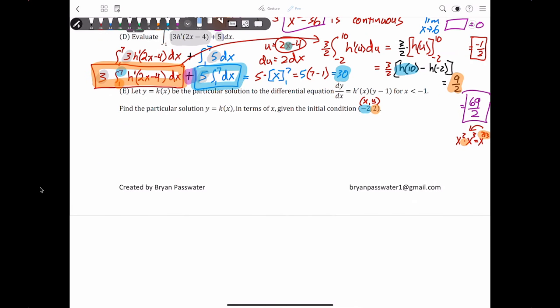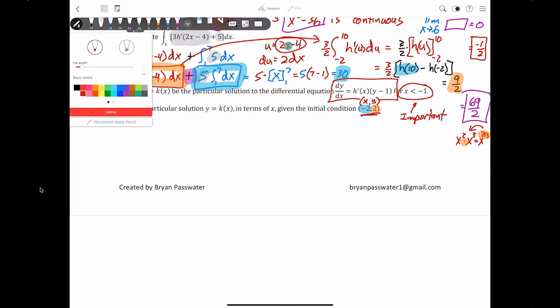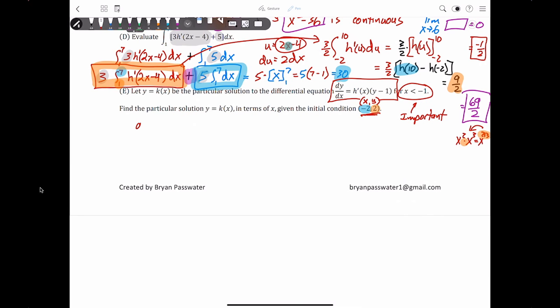Okay, so now let's go to part E. It says, let y equals k of x be the particular solution for this differential equation right here. Okay, dy dx is equal to h prime of x times y minus 1 for x's that are less than negative 1. Okay, this is going to become important here in just a bit. Find the particular solution given that the initial condition is x equals negative 2 and y equals positive 2. Okay, so let's do the separation of variables and group the y's together on the left side.